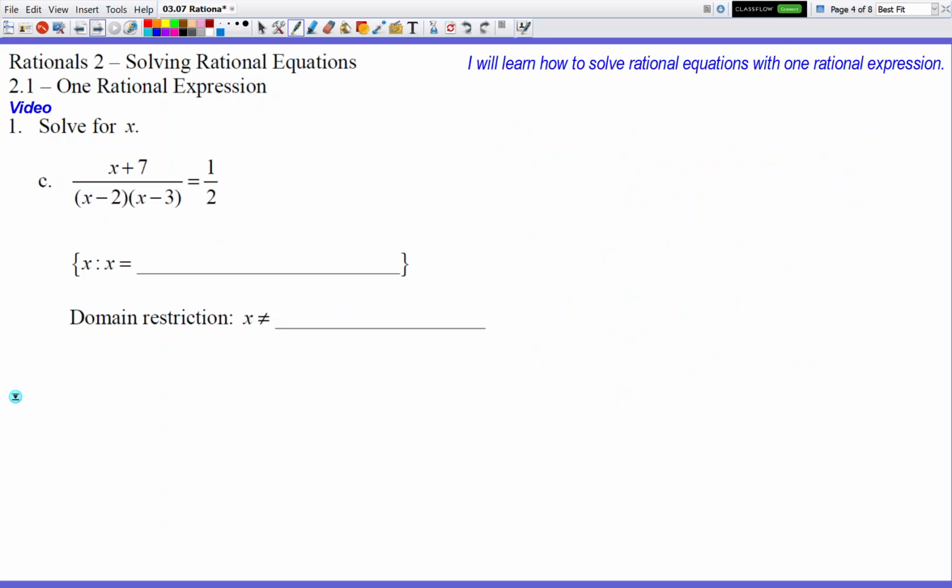Last problem, I think. All right, so let's do our restricted numbers. So I think we better avoid 2 because 2 minus 2 makes 0, and we better also avoid 3 because 3 minus 3 makes 0. So my restricted numbers are 2 and 3. Okay? So let's erase the 2 and the 3 so it doesn't confuse us, and let's write down the original problem. So we got x plus 7, put it in parentheses, over x minus 2, x minus 3. And all of that equals 1/2.